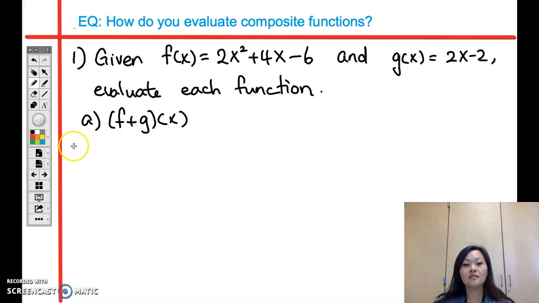Okay, so let's take a look at this. In case you're wondering, we're in Chapter 9, Section 4. So I'm going to write this right here. Chapter 9, Section 4. Our essential question: how do you evaluate composite functions?